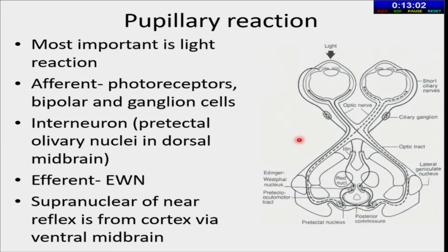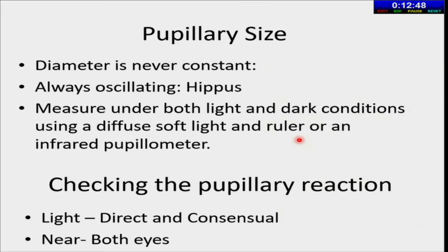We've already discussed the pupillary reactions, that it's coming from the Edinger-Westphal through the interneurons, and it's going from the pretectum, which is where the interneurons are, to the Edinger-Westphal. That's where the afferent is connecting with the efferent, and then from there on it goes via the oculomotor nerve to the ciliary ganglion. So pupillary size is very, very important.